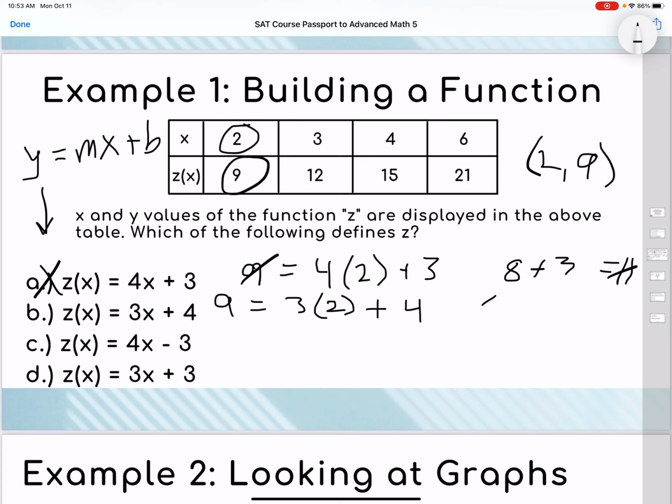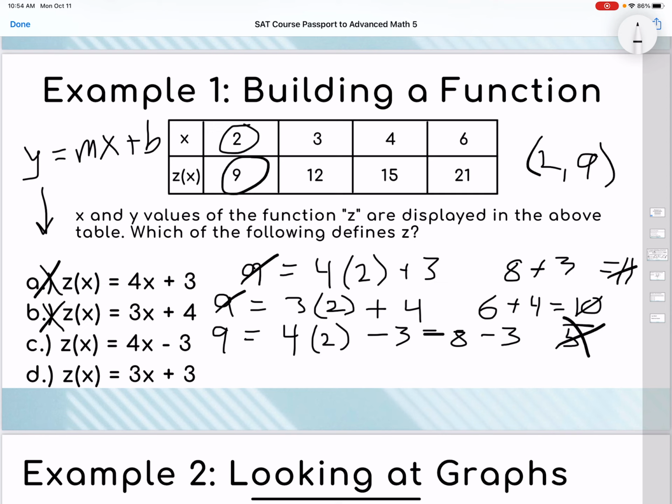In this case, that would be 6 plus 4, which is equal to 10, which once again does not equal 9, so the answer is not B either. If we get to C, now 9, still y, has to equal 4 times x, which is still 2, minus 3, which would be 4 times 2 is 8, minus 3, which would be 5, which once again does not equal 9. And now let's try our last one.